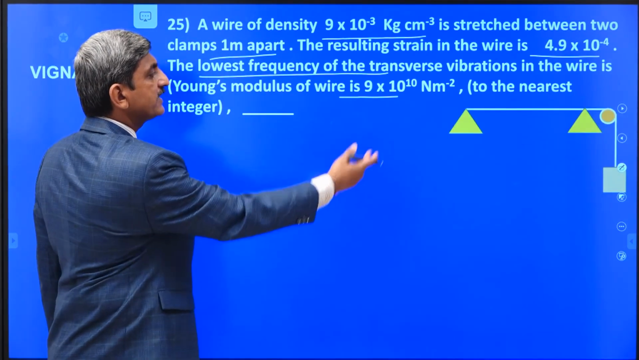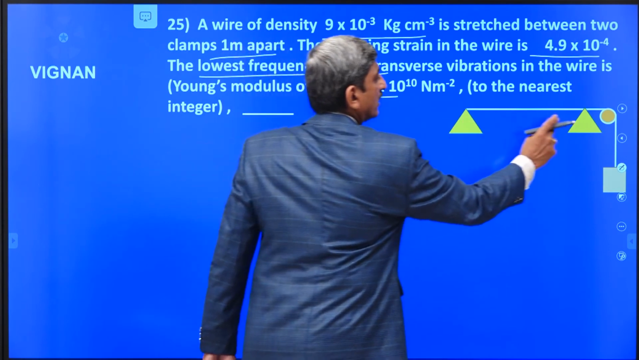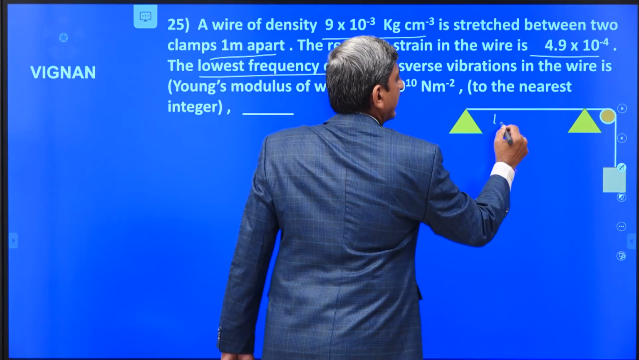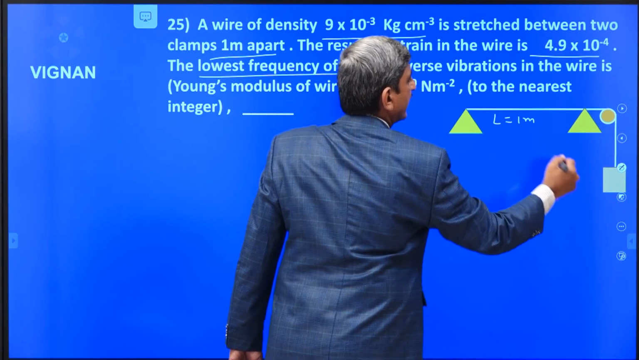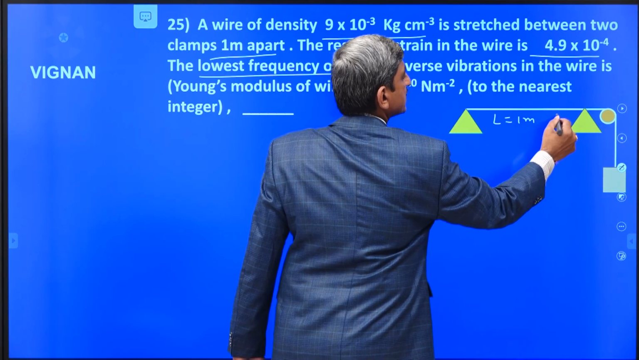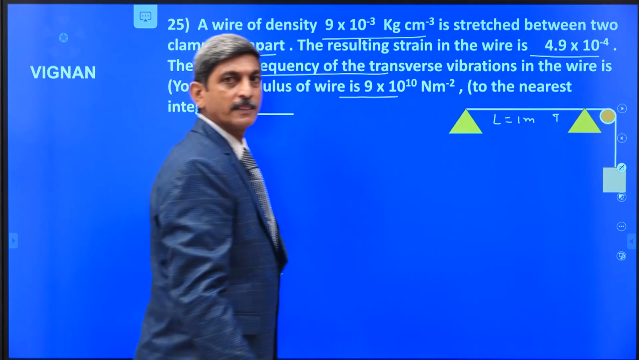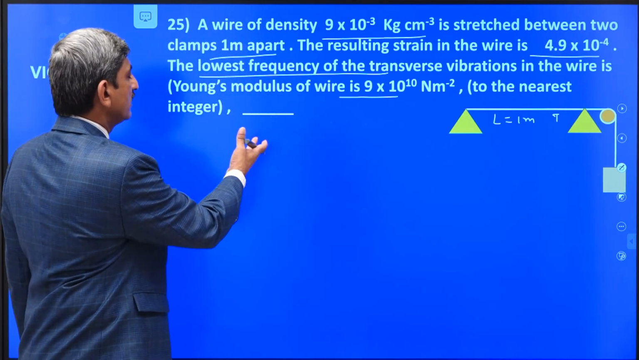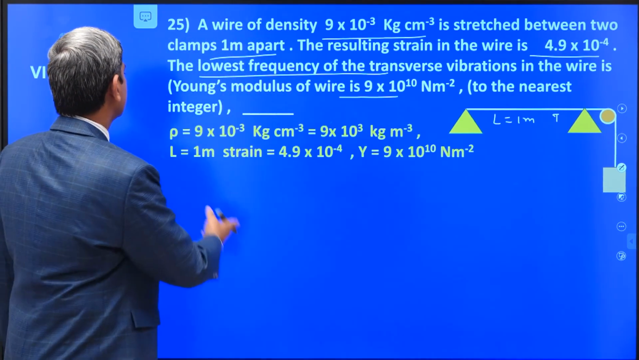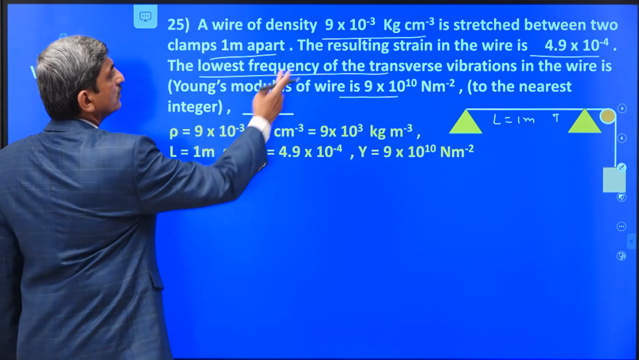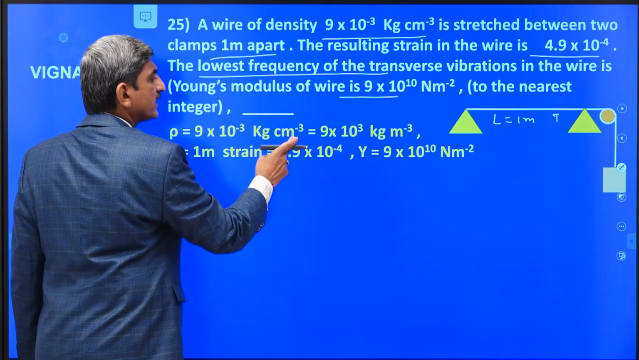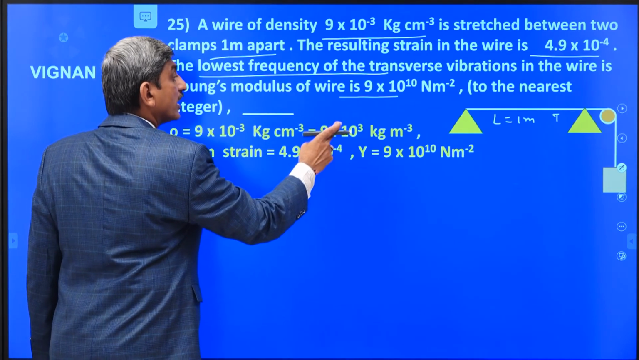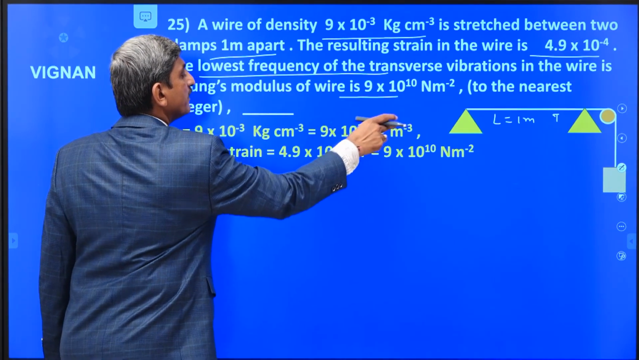For that, let us see the setup. Here between the two edges, a wire of length L is equal to 1 meter is supported, and a load is attached. As a result of that, some tension is developed inside the string. Let us note down the data: the density rho is equal to 9 into 10 to the power of minus 3 kg centimeter minus 3, which is equal to 9 into 10 to the power of 3 kg meter minus 3.